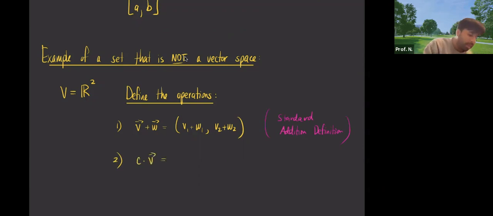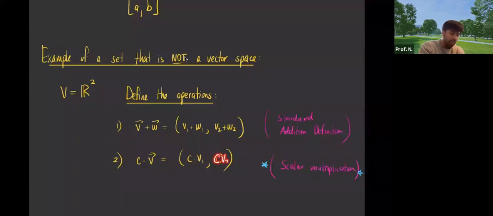Now, what if we have scalar multiplication defined in this very strange way? What if we call this C multiplied by V1, which is what you would normally think would happen, and then we call the second component 0. So this scalar multiplication is a bit different than normal. The standard one would be (C V1, C V2). That's how we would normally define scalar multiplication.